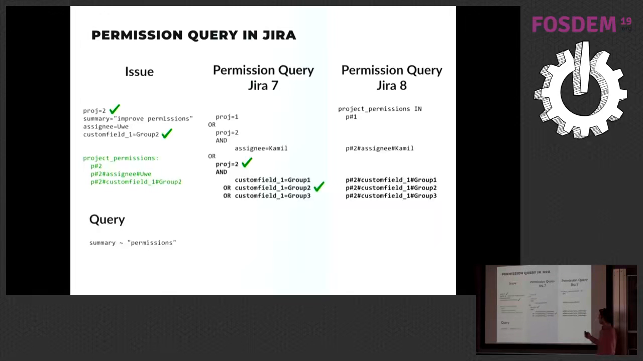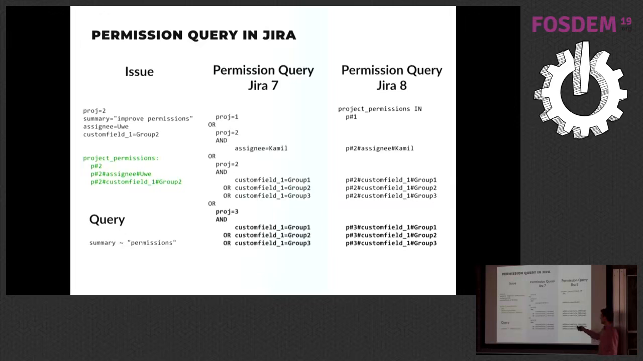And this one matches. You can see that project 2 and custom field 1 equals group 2 matches what we have in the issue. And in the new mechanism, you can see that the term matches what we index under project permissions, so I would be able to see that issue in both cases. Then we can go for project 3, which has the same permissions, and project 4, which has a different permission scheme.